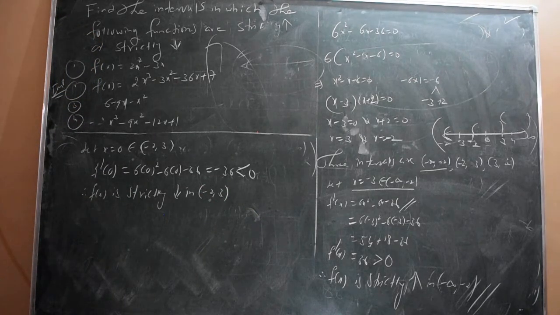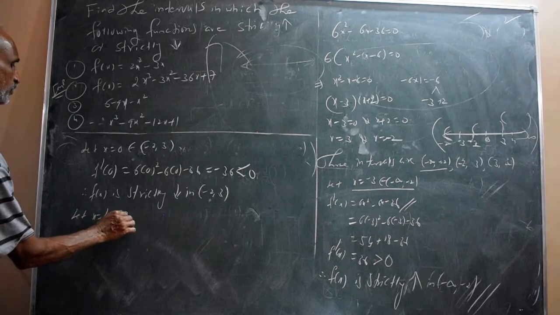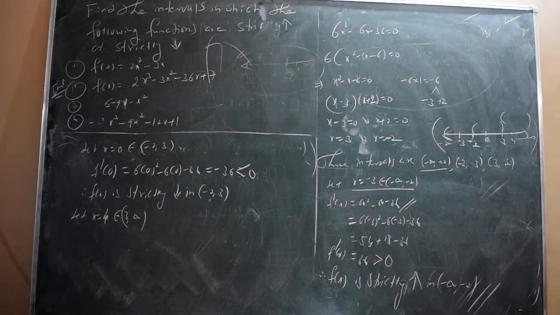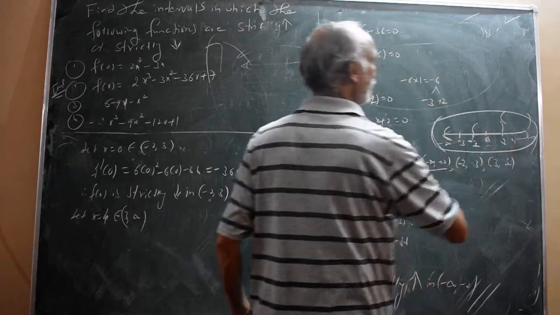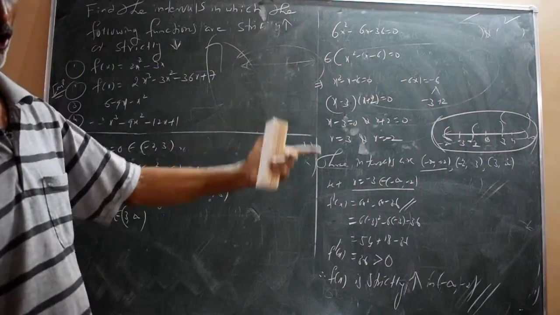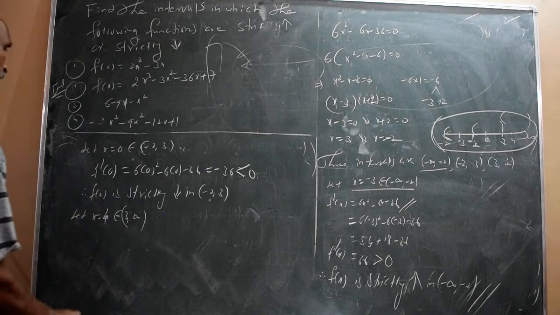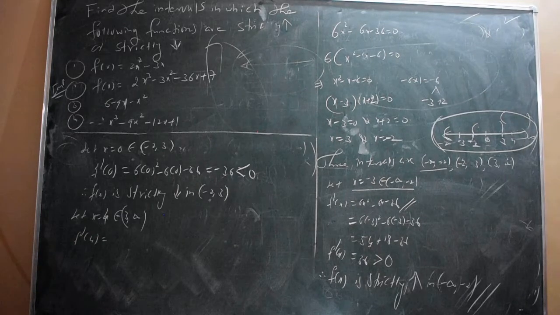Next one is 3 to infinity. Let x is equal to 4, which belongs to 3 to infinity. Third interval, no? Consider the third interval. This is not all necessary, but it is better to draw the diagram. That gives a clear picture about the intervals. f dash of 4 now, an easy value I have taken in between 3 to infinity.